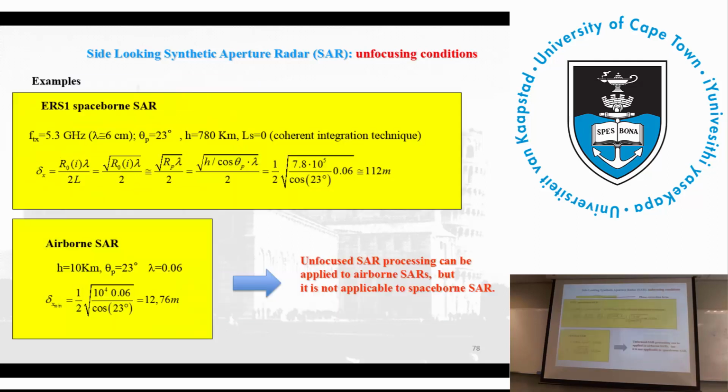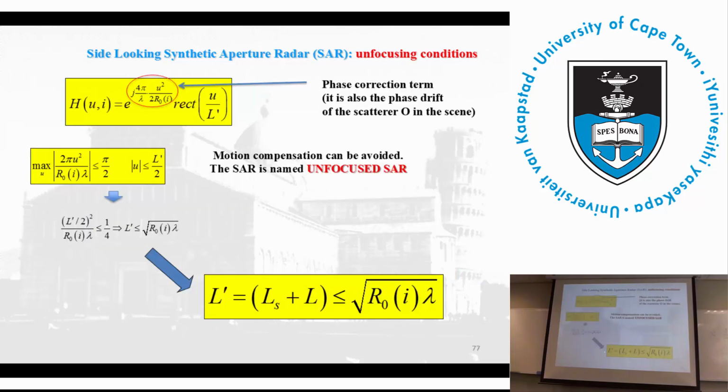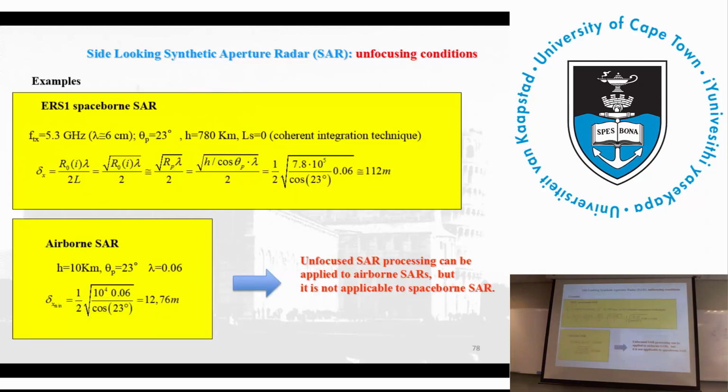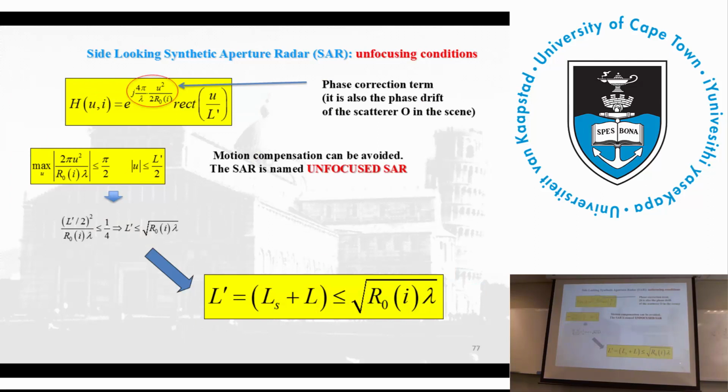Anyway, let's look again at the same space-borne SAR, right? So same parameters, flying at an altitude of 780 kilometers, and we now assume that L_s is the maximum coherent integration length. So if we apply this condition here, what we're trying to understand is what the resolution would be with the maximum value of L that we can tolerate.